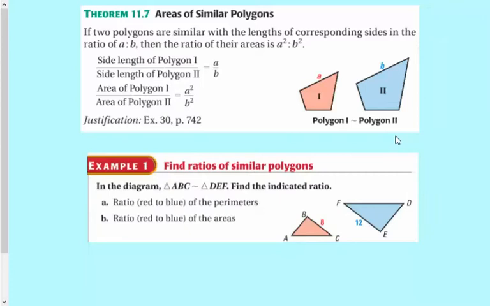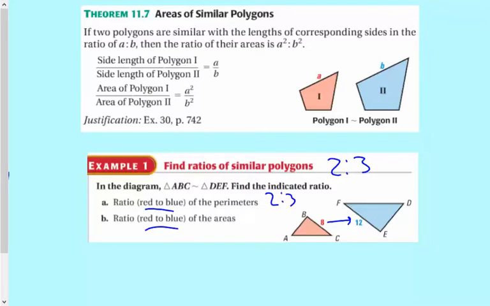This looks very complicated here, so I'm going to show you an example question on how to do this. In the diagram it says the two triangles are similar, find the indicated ratio. So the ratio of their perimeters. I don't even know all their side lengths, and that's what's cool about this. The ratio of their side lengths is 8 to 12. It says red to blue, so we're going to go in that order. So the ratio of their perimeters is 2 to 3.